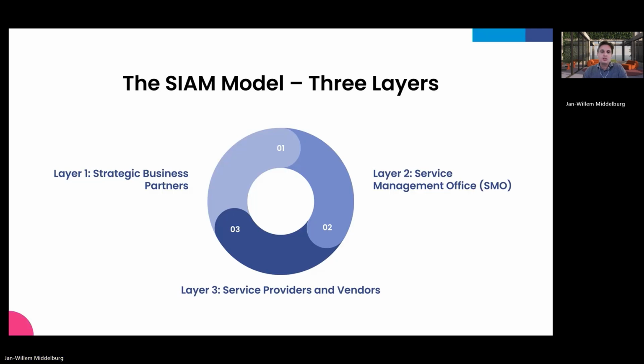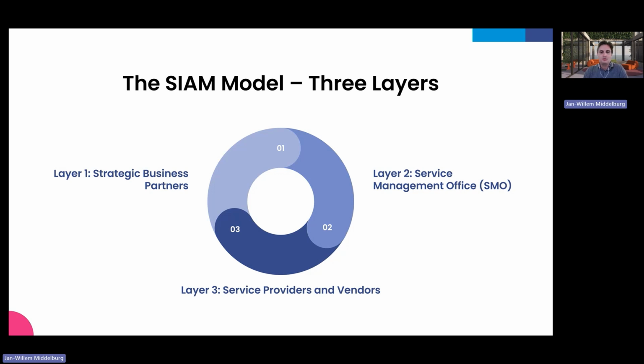Good, because of these three different layers, the strategic business partners, internal or external, at the top, as we've just seen, and the service providers and vendors at the bottom, there is a need for a layer that integrates those external service providers, bundles them, controls them, and then offers services to the rest of the organization. And that is exactly where the Service Management Office, or SMO, comes in.